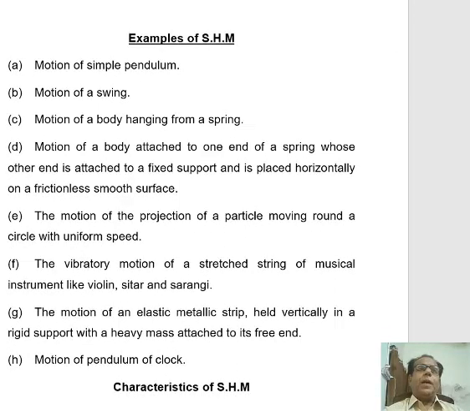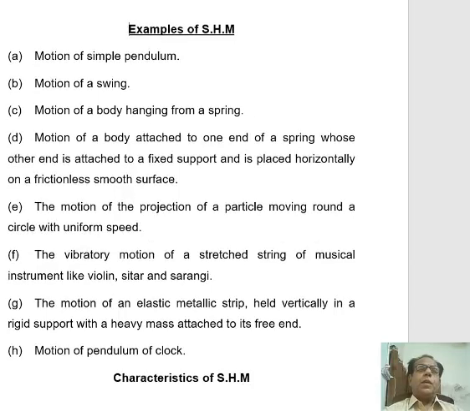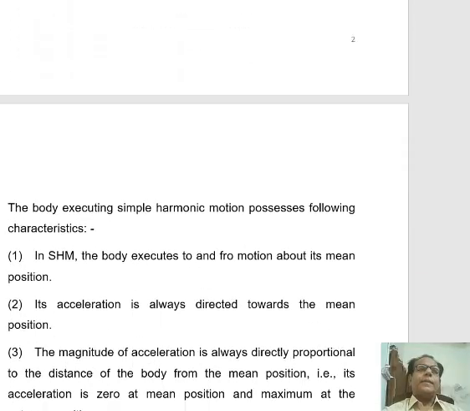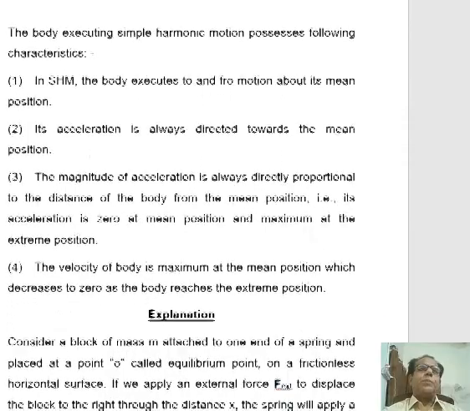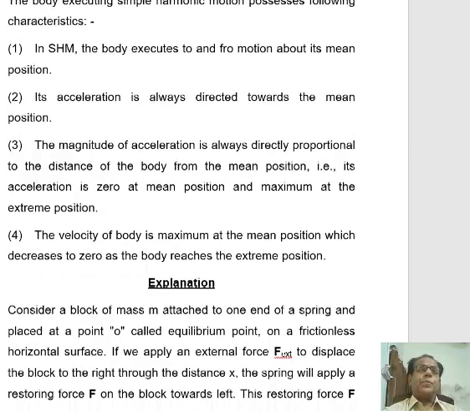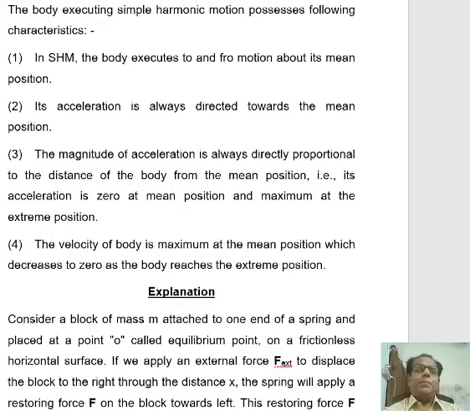Examples of simple harmonic motion. How many examples? From A to H, meaning 8. Then characteristics of simple harmonic motion. These characteristics will be on the next page. How many characteristics? Four characteristics, and then some explanation about simple harmonic motion.